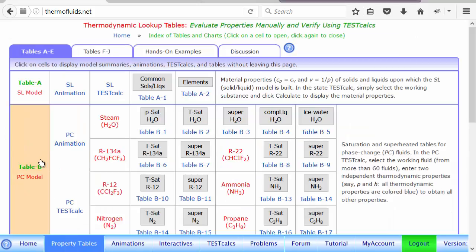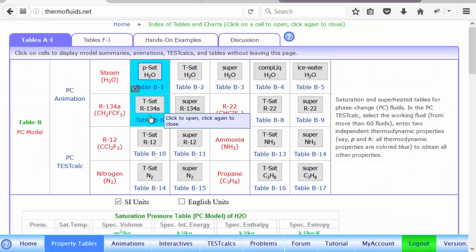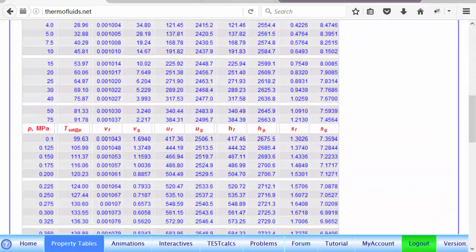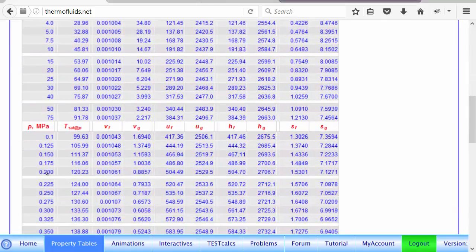Okay, so we launch the PC model. The pressure is given. We launch the pressure saturation table and we find 200 kPa, which is 0.2 MPa. We locate our pressure. We know all these different variables, but we are asked to find HF, and this is our H. Pressure is shared by this entire row. So 504.7 is our answer.